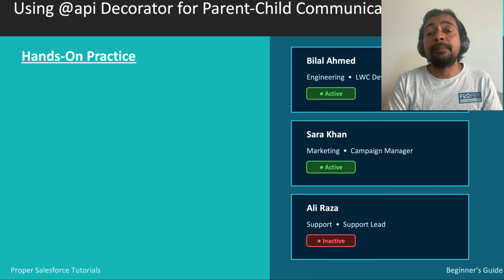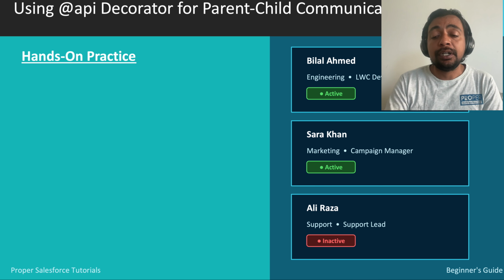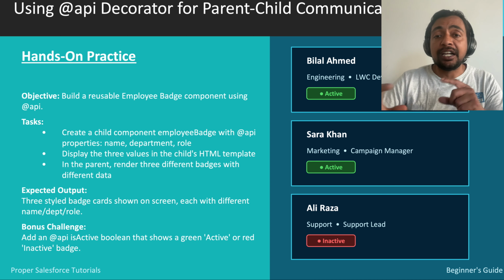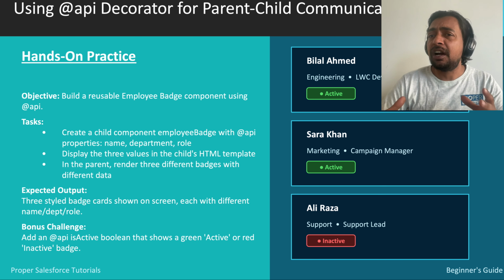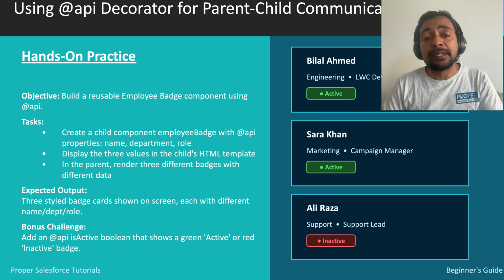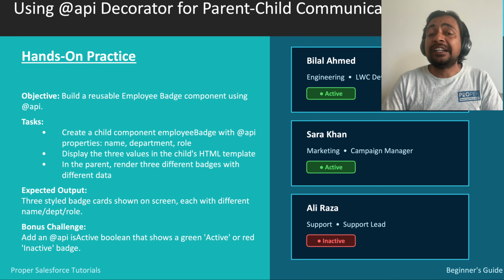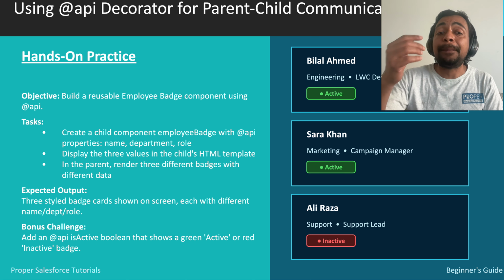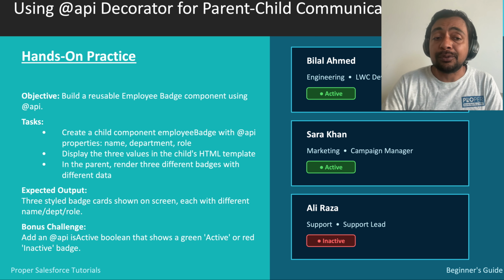Now, there is a hands-on practice which we are going to do. What is the objective of it? We have to build a reusable employee badge. We will have an employee badge LWC, which is basically used to provide employee badges. This will be our child component, and we will have properties like name, department, and role. It will display these three values using the HTML template, where the parent is going to provide these values.